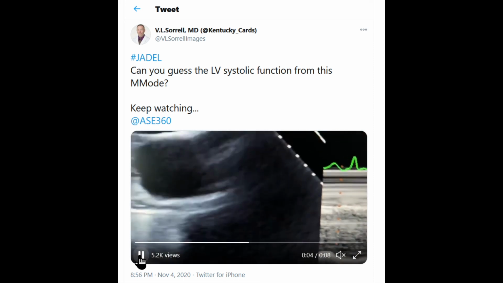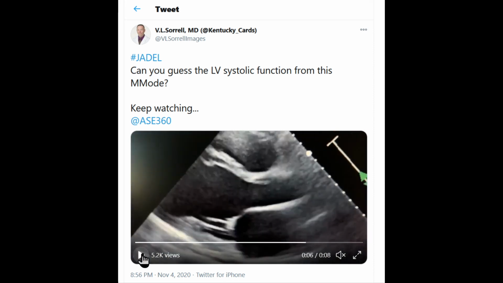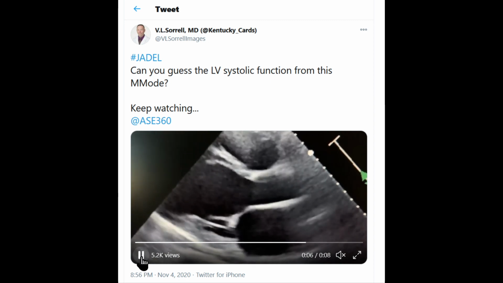So this is really just a relatively simple sign that you can look for, where the aortic valve doesn't fully open when you have markedly reduced stroke volume, as in this patient here who had a dilated cardiomyopathy with an ejection fraction certainly less than 20%.